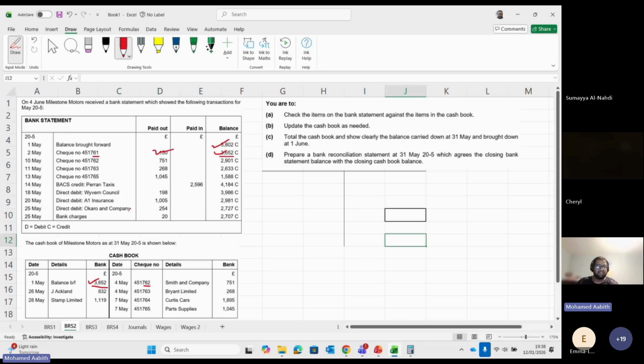reconciling the opening balance. Sometimes it will not be the first entry. It will be the third, fourth, fifth, maybe even the last entry, so we have to be careful. Do not just look for that one. Look at the difference between the two numbers. I have £150 and I look for that £150. There is only one candidate, which is check number 451761, and we reconcile the opening balance now.